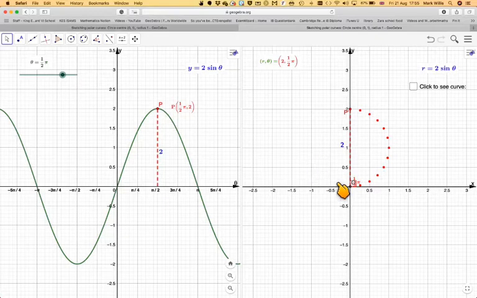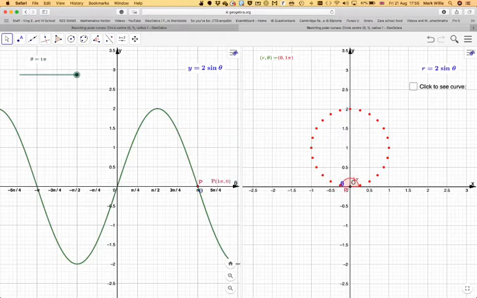We're going to come all the way back round here, and you probably see that we're going to get a circle. This is a circle with center 1 and radius of 1. So the center is (0, 1). That is what we get for positive angles.